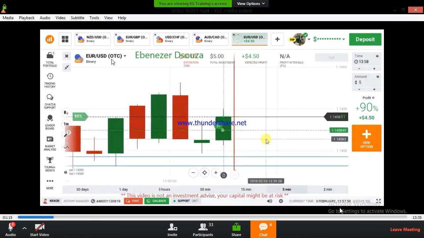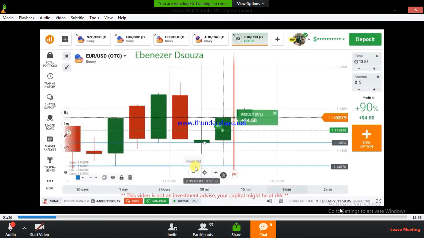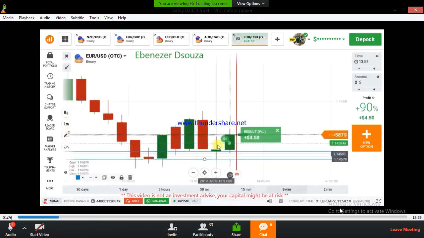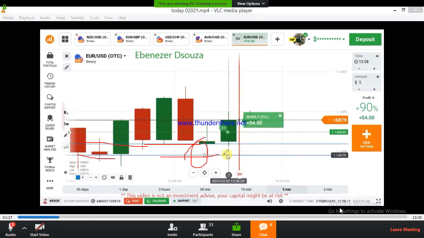This is an OTC market. The OTC market also will respect these logics, but sometimes it's dangerous to trade on the OTC market because sometimes it doesn't respect. This is the actual level, actual buyers area, this whole area. So I placed my trade with confirmation in the direction of the trend at the buyers area.